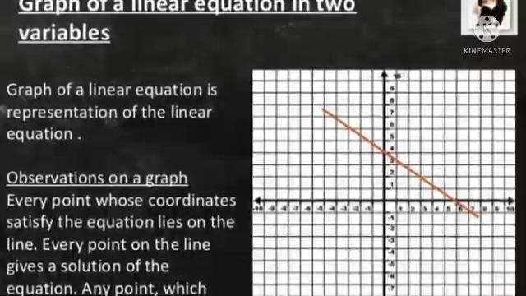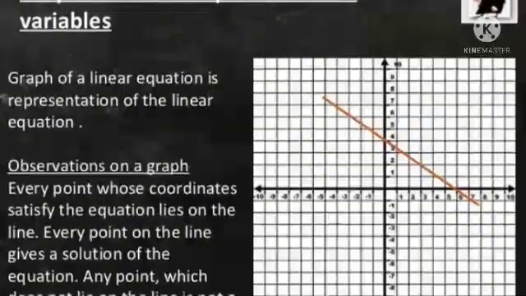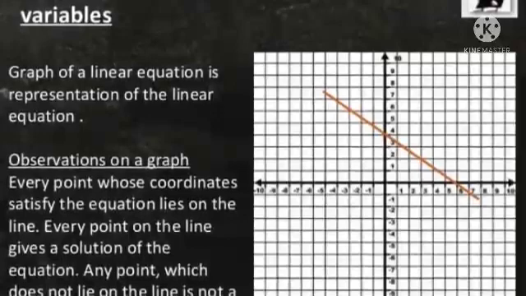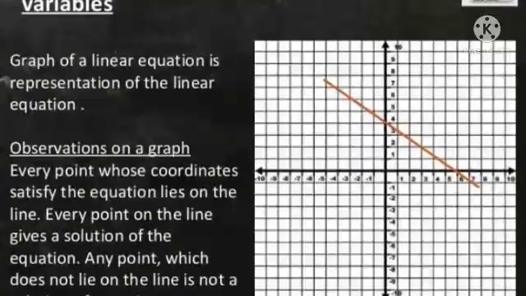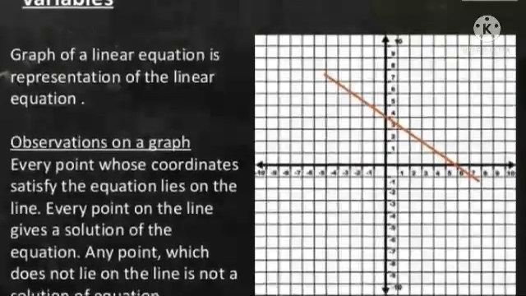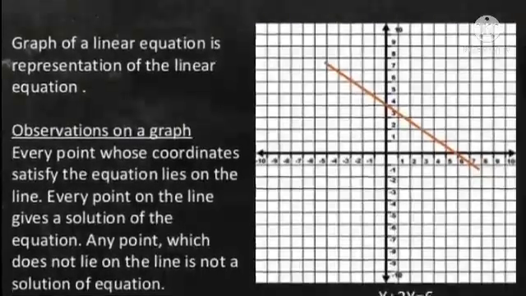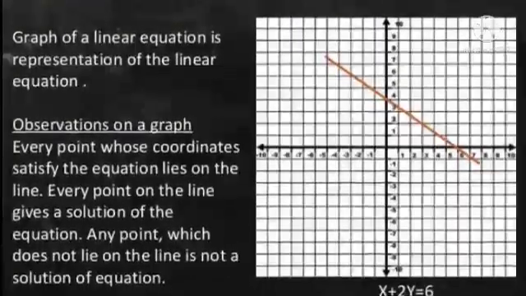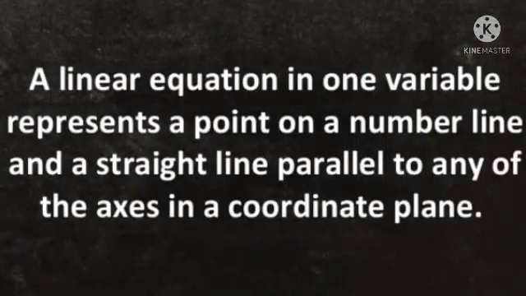Graph of a linear equation in two variables. Here is a graph of a linear equation in representation of the linear equation. Observations on a graph. Every point whose coordinates satisfy the equation lies on the line. Every point on the line gives a solution of the equation. Any point which does not lie on the line is not a solution of the equation. A linear equation in one variable represents a point on a number line and a straight line parallel to any of the axes in a coordinate plane.